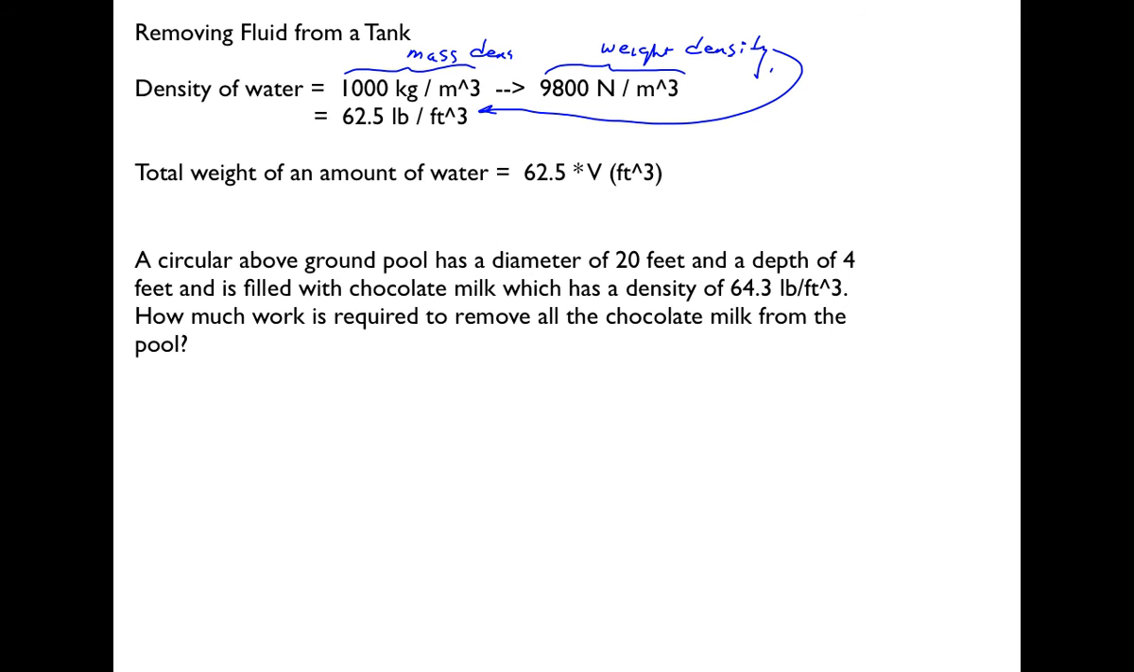So, is it 64.3 pounds per foot cubed times the total volume of water in the pool? Or that would be the weight. So is this just a straightforward problem, or does it require a more pieced out approach like we've been doing? So basically, what's going on here? Let's understand the problem.